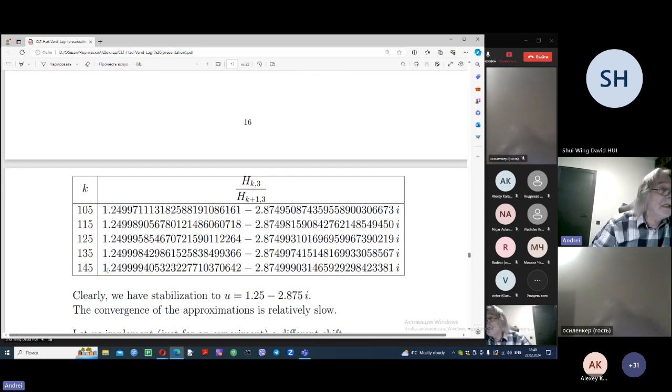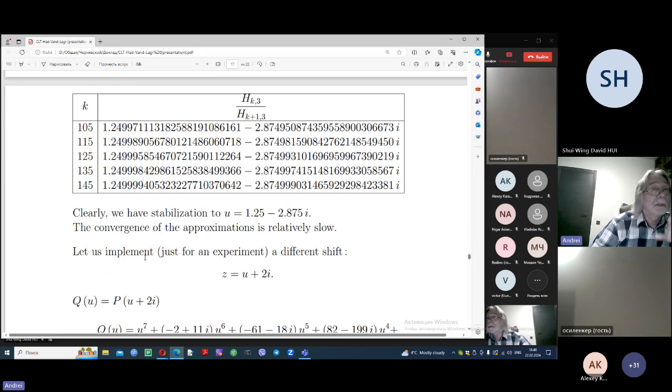Now it's clear that it's converging. It's converging to this one. Clearly, we have this stabilization quite clearly. See, but maybe a bit slow. Say converging. So one can stop at this moment, of course. But just for the experiment.